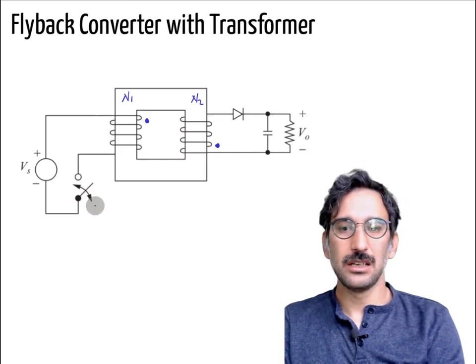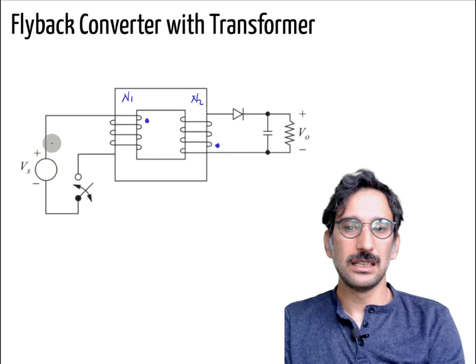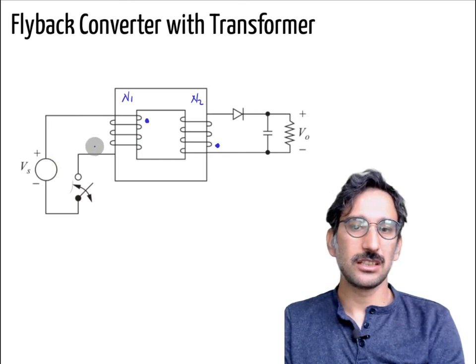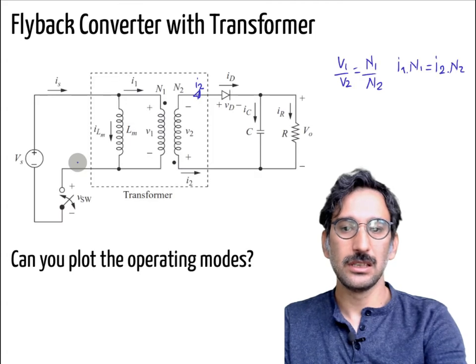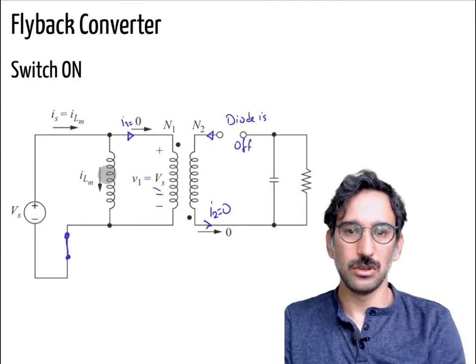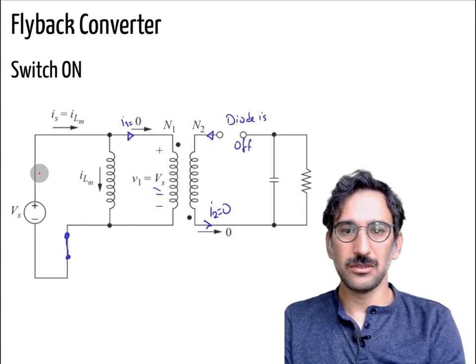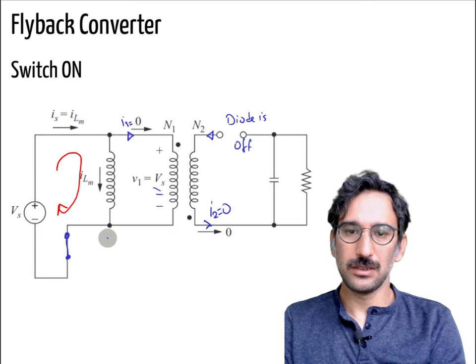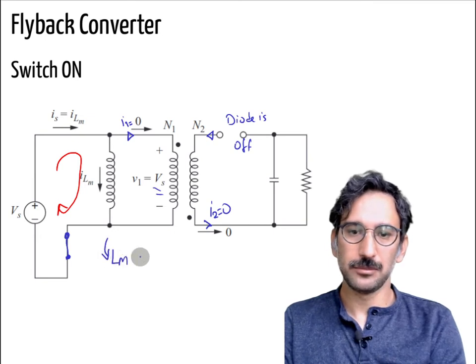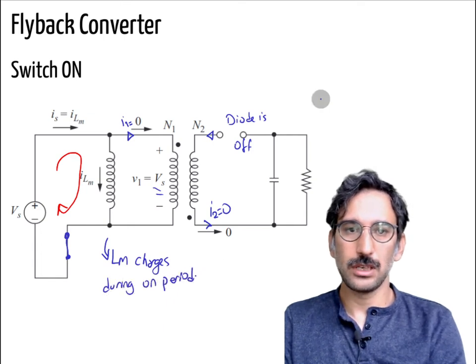In that manner, we close that switch and we are charging that inductor during the on period. So where does that current flow? It will flow through LM. Okay, so let me write that one. LM charges during on period.